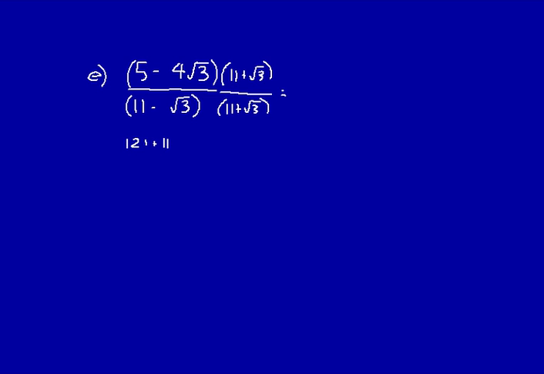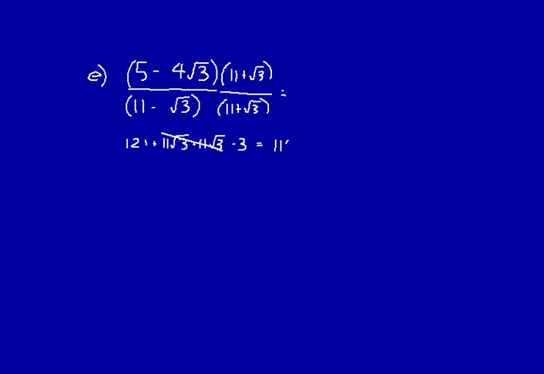Then we'll take the negative square root of 3, multiply that by 11, and we'd have minus 11 times the square root of 3. And then a negative square root of 3 times a square root of 3 would just be negative 3. See what happens there? Those radical signs cancel out, and we end up with 118 as our denominator.